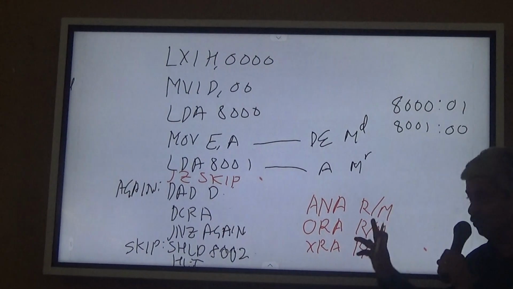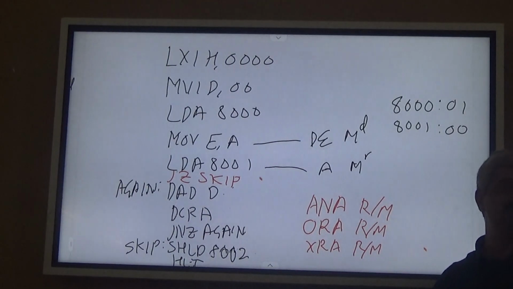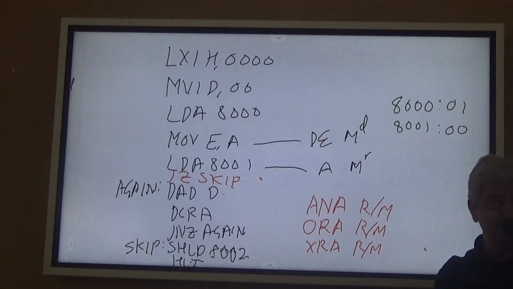It is M also. What would be ANA M? AND the accumulator and the memory location given by the HL pair, and store the result into the accumulator. And in this case, the zero flag is affected. Means if the result is 0, the zero flag becomes 1. If the result is not 0, the zero flag becomes 0. If the result is 0, the zero flag is set. If the result is non-zero, the zero flag is reset.